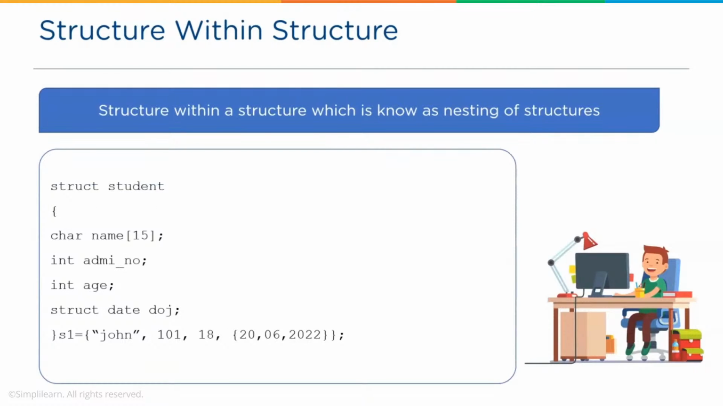For example, let's consider a structure named student and another structure named date. In this example, the structure date acts as a member. So, the structure date has its own members and they are date, month and year of type int. And the structure variable for date is DOJ. And the structure variable is initialized for all the members of the structure, that is name, admission number, age, date, month and year. Now let's execute a simple structure program.